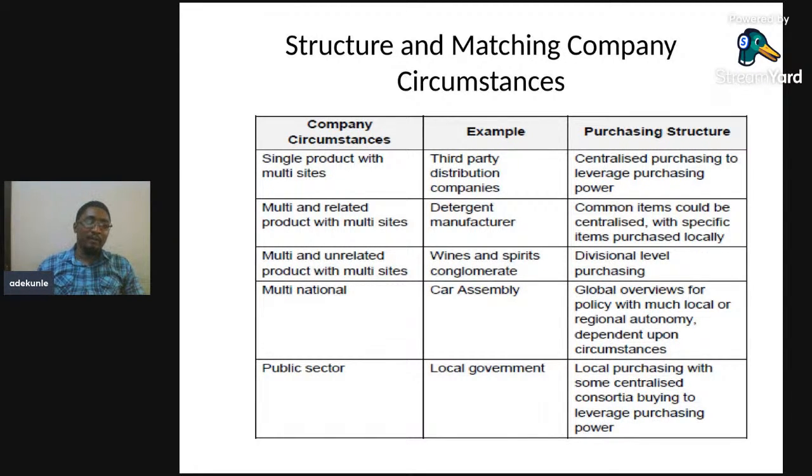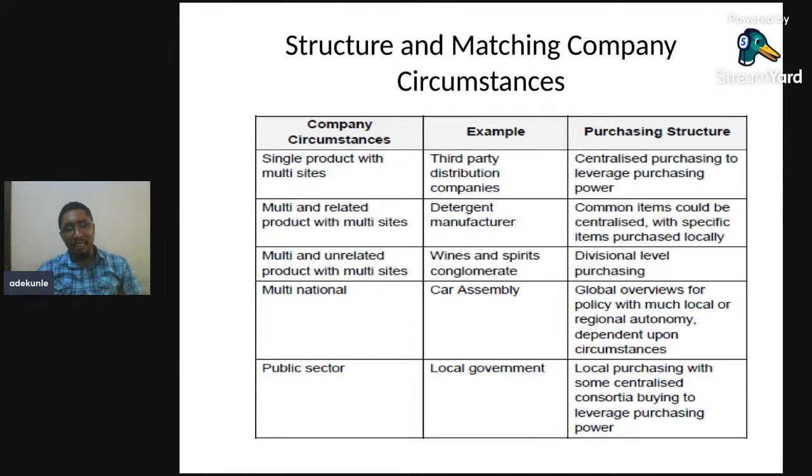Then of course, you can have a product or organization that deals with multiple unrelated products. The first one can be multi-related products. Let me give an example. This first example, let's assume a soap-based product. You have detergent, you have bar soap, you have liquid soap. Of course, you realize there are similar active ingredients in those.